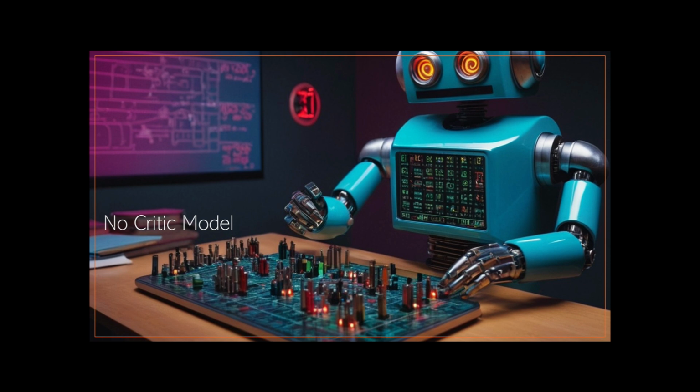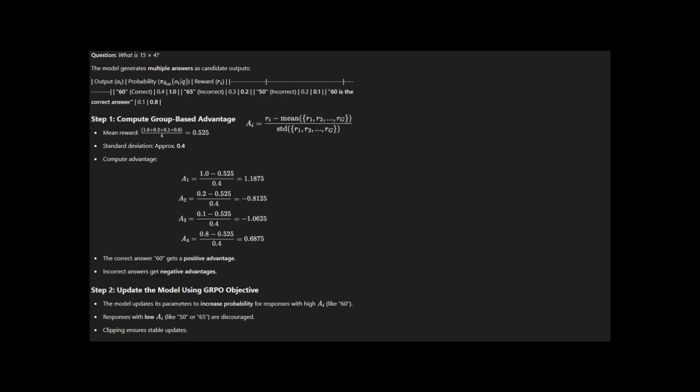That's really good, but how will it validate the response generated by the actor model without having a critic model? So how does it work? GRPO compares multiple responses generated by the policy model or actor model and ranks them relative to one another. Let's try to understand this with an example. We are asking a question: what is 15 multiplied by 4? The model generates multiple answers to that, and the format of the response is output, probability, and reward.